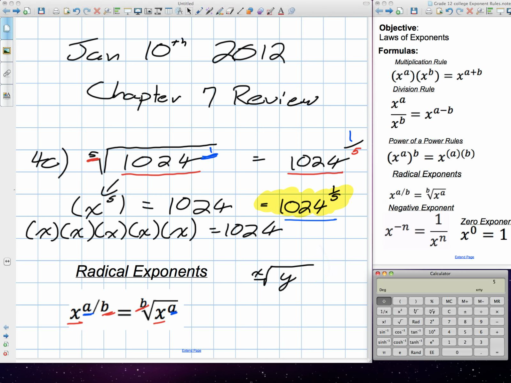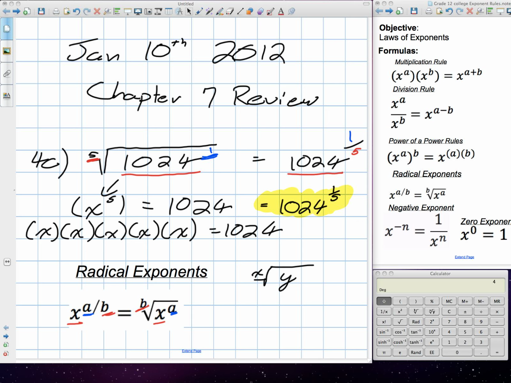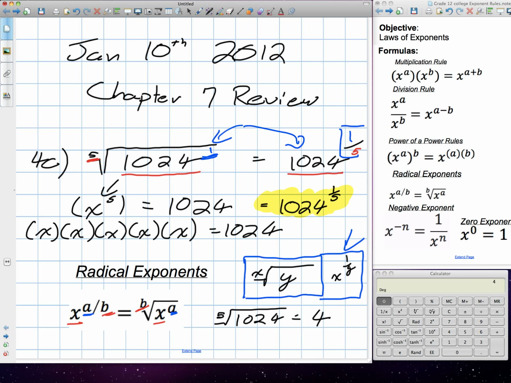1024 to the fifth root. I put the number 5 in, is equal to 4. So yeah, you're right. If we evaluate this, the fifth root of 1024, when evaluated, is equal to the number 4. So 4, when we multiply it times itself 5 times, will give us 1024.